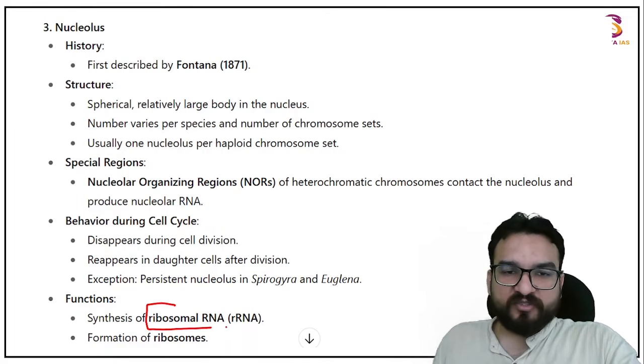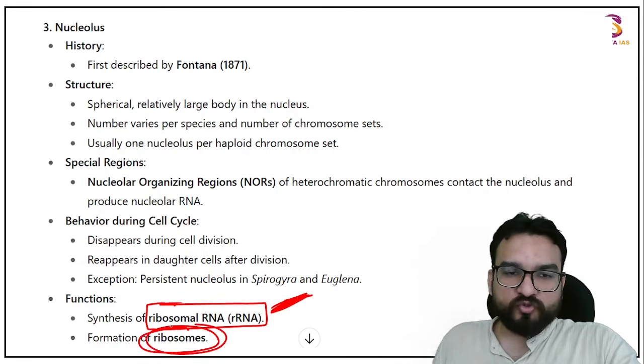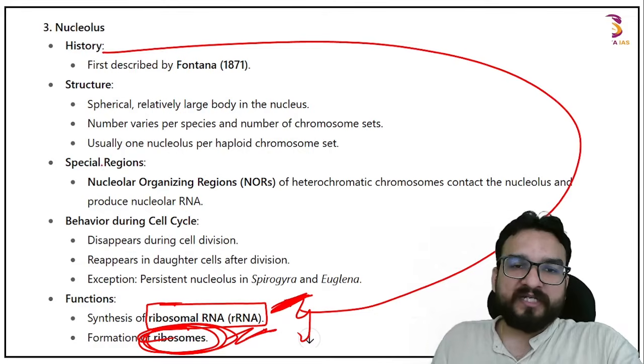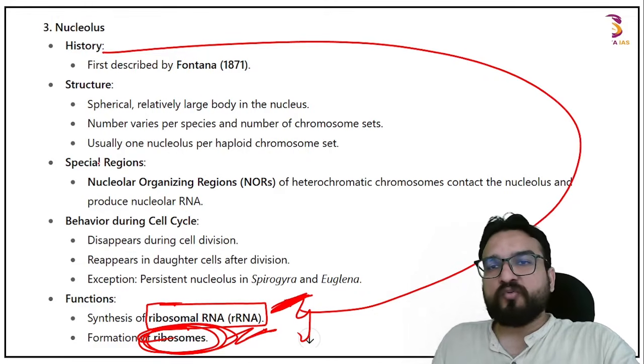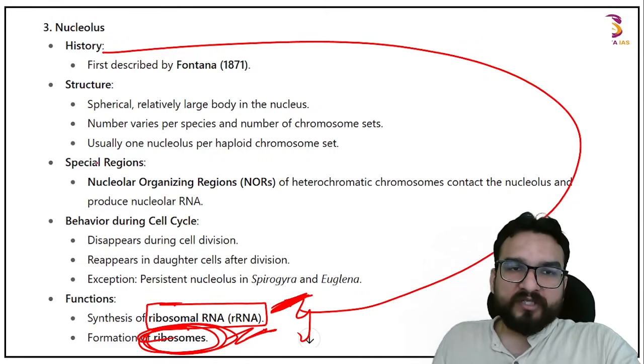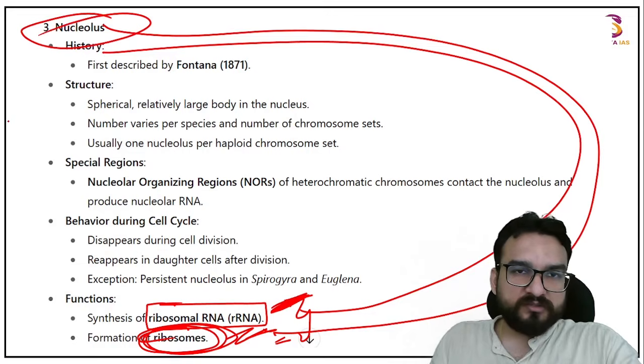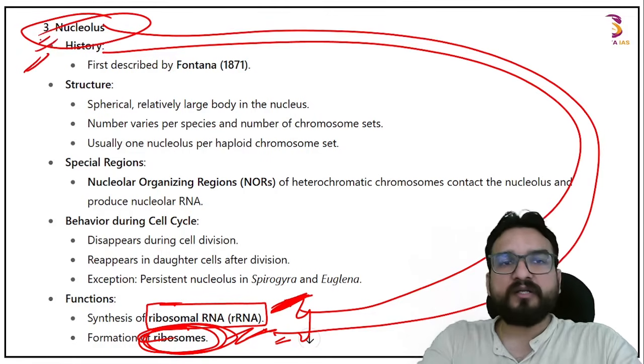The function is synthesis of rRNA, what I've told you, and formation of a ribosome. Over here you will be finding two important functions of the nucleus, because ultimately our body is working through protein synthesis only, and proteins are being synthesized by ribosomes, and ribosomes are created by this nucleus. So that's why the nucleus is very important.